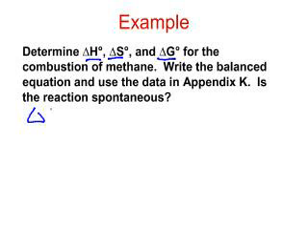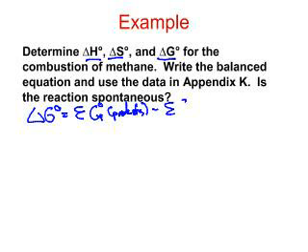We're going to use our second equation, which is that delta G, the standard free energy change, is equal to the sum of the standard free energies of formation of the products minus the sum of the free energies of formation of the reactants.